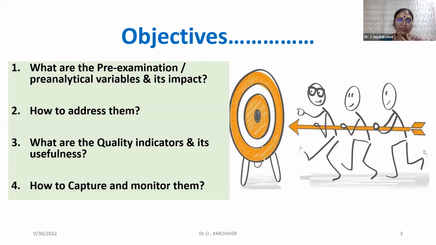So it's pretty simple. You're going to see what these pre-examination variables would be and how they can impact clinical care, because I told you 70 to 80% depends on diagnostics. And if the diagnostic is impacted, then definitely clinical care would also go for a toss. How are we going to address them? Then you look at the quality indicators. That's part 2 of the session today. And what is their usefulness, and how to capture and monitor them?